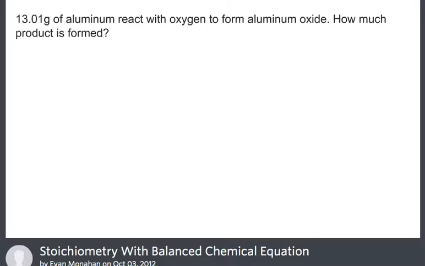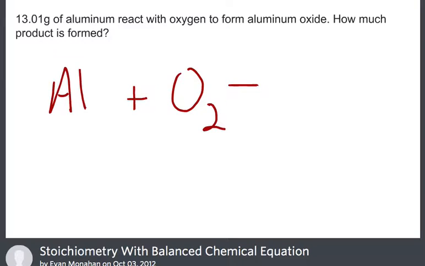13.01 grams of aluminum react with oxygen to form aluminum oxide. How much product is formed? That's the question. Step 1 to answer the question is to write a balanced chemical equation. So let's do that. Aluminum plus oxygen. Remember that oxygen is a diatomic, so we'll write it as O2. And that's going to give us aluminum oxide.